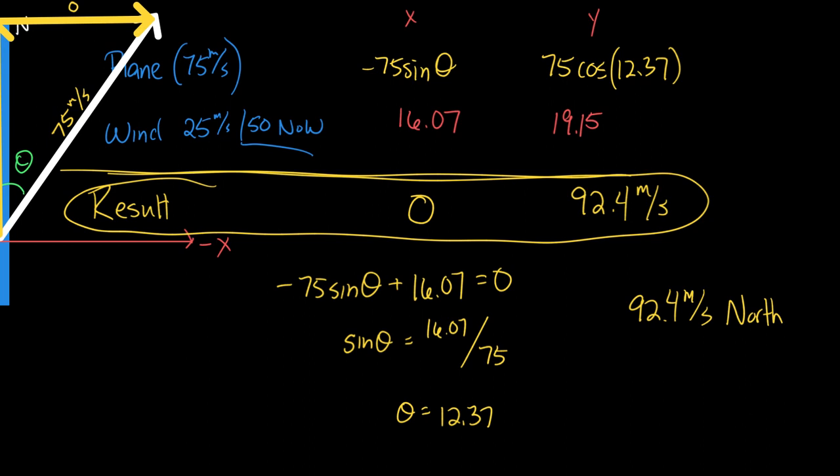All right, still a vector. But the plane has to point 12.37 degrees east of north in order to actually have a ground speed that is due north. Right, so the plane's not pointing due north. The plane is pointing 12 degrees to the east. But its ground speed is due north. We all good there? All righty.